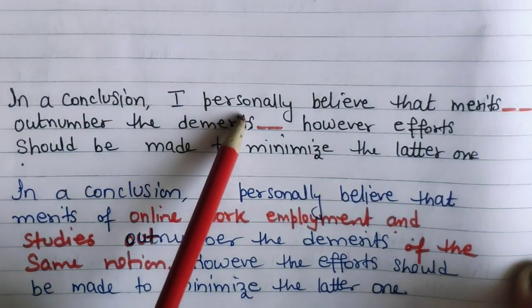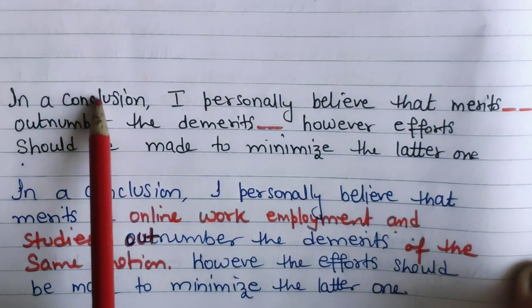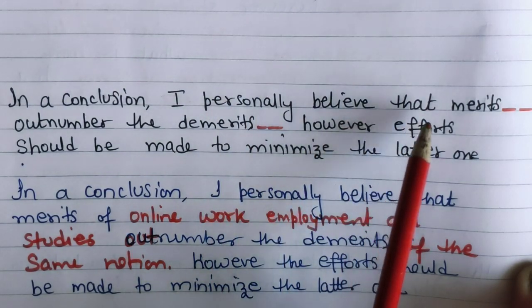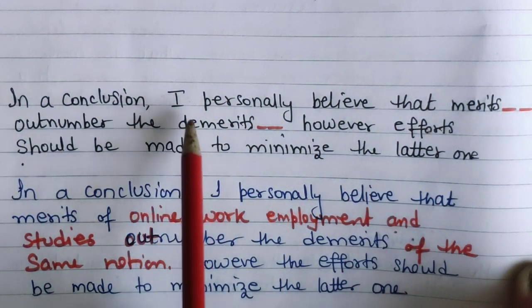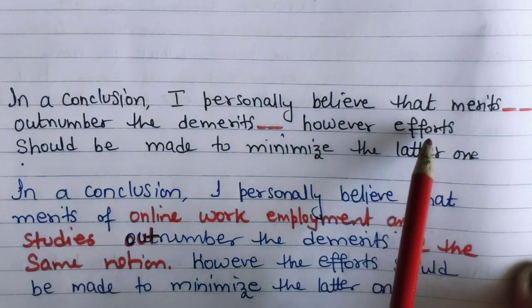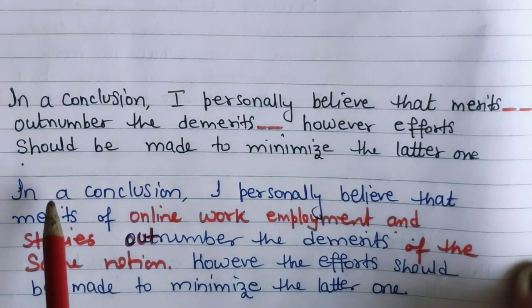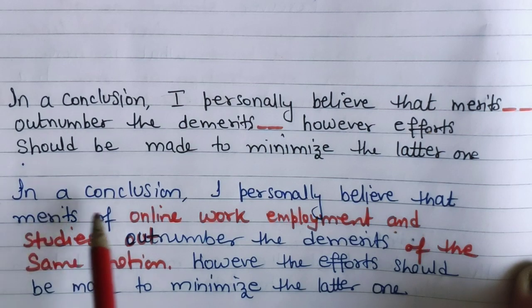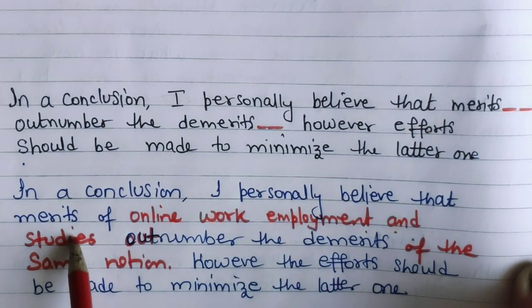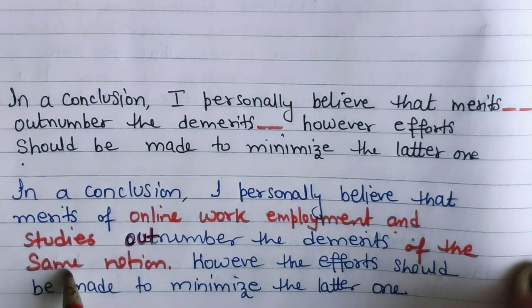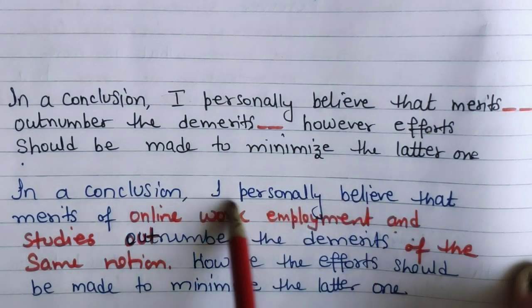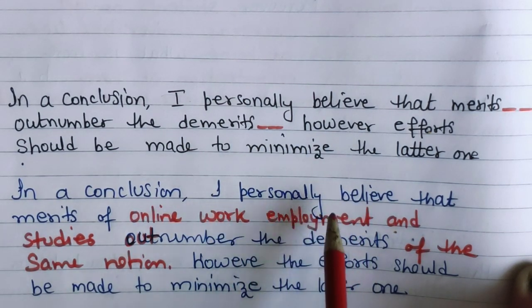In conclusion, I personally, this is template, this is my answer. In conclusion, I personally believe that merits outnumber the demerits. However, efforts should be made to minimize the later one, means the last one. In conclusion, I personally believe that merits of online work, employment and studies outnumber the demerits of the same notion. Okay, it has more merits than demerits. Okay, however, the efforts should be made to minimize the later one. So here this is my I personally believe, and in fact it should be in introduction also.